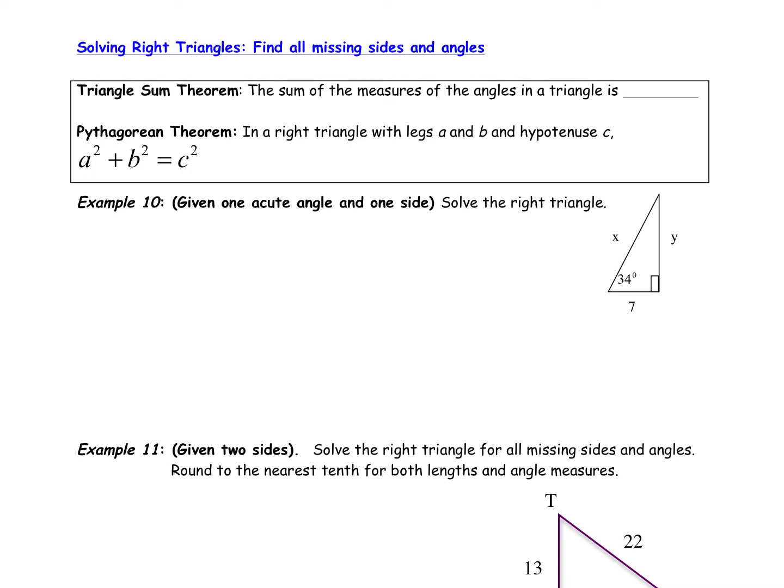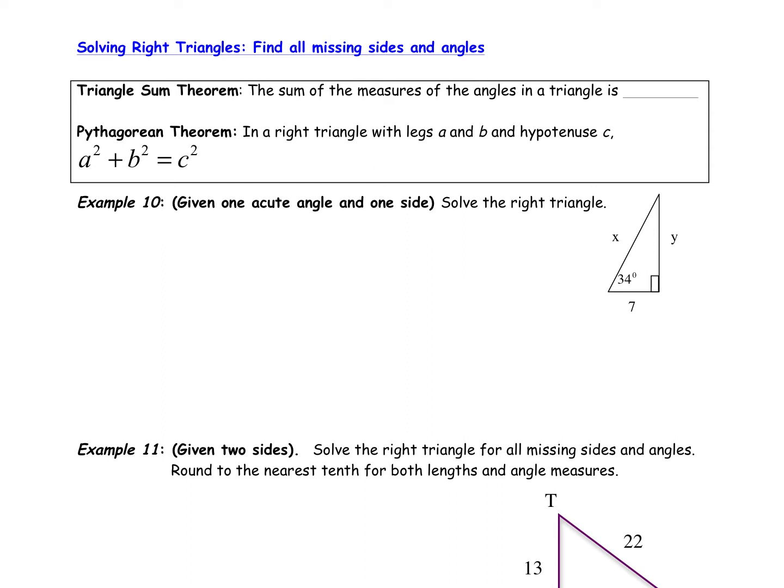In example 10 from note 6.2, we're going to begin to solve right triangles. When we solve a right triangle, that means to find all the missing sides and angles. So we're given partial information, and our goal is to find the rest of the information. In addition to right triangle trig, we can use some things that we already know from geometry.